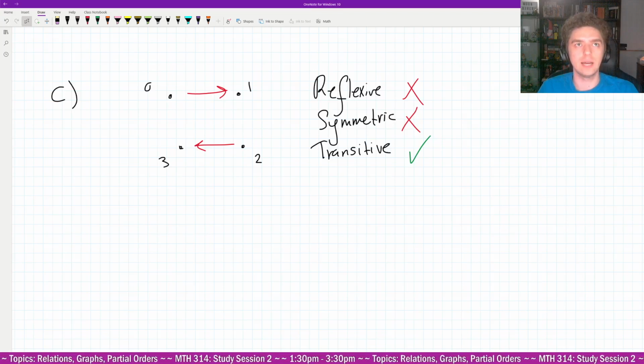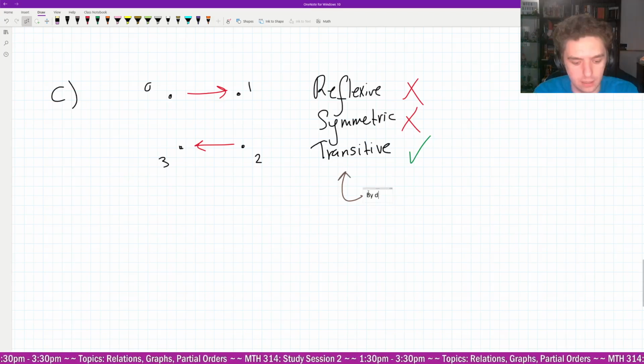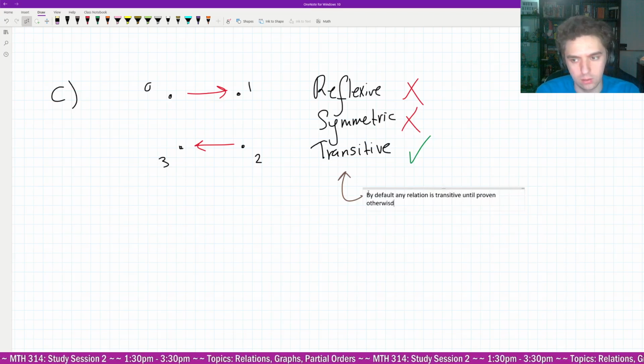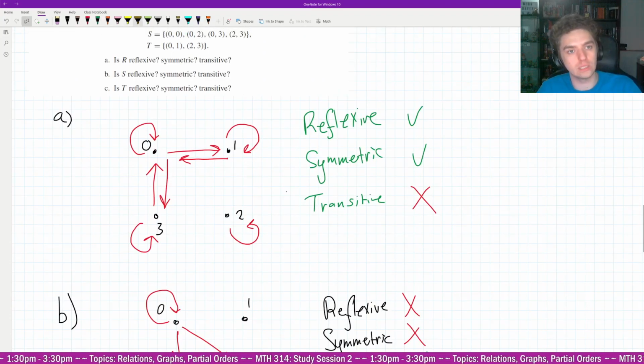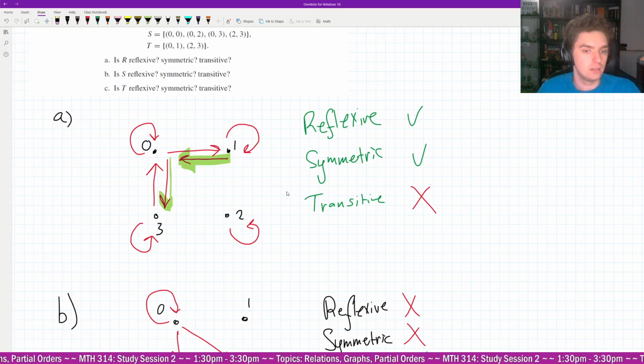Let's do another. Can I explain why it's transitive? Yeah. Well, again, just by default, any relation is transitive until proven otherwise. Right? Until you can show some link. So up here, I could show this wasn't transitive by saying, well, I have 0 to 1. I have 1 to 0. I have 0 to 3. So I should have 1 to 3, but I don't have that. Right? So it's not transitive.